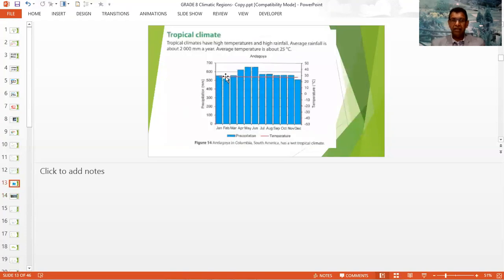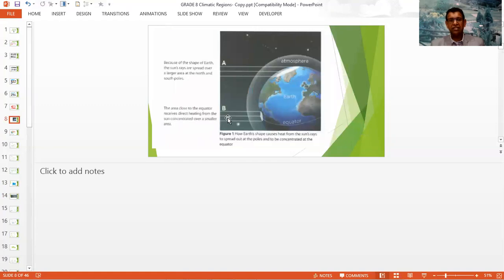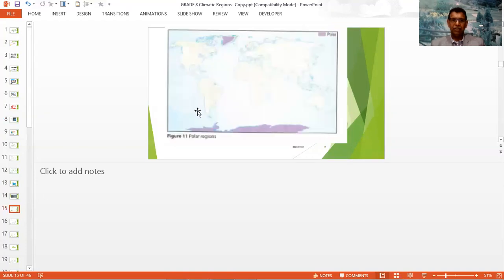Once again, these warm temperatures throughout the year and this high rainfall throughout the year are a result of the nearness to the equator. By contrast, if one looks at the polar areas, we now tend to have a polar climate. There's our polar areas, the areas along the poles.